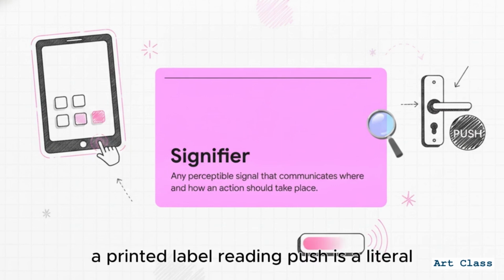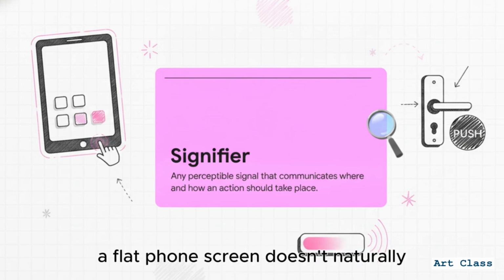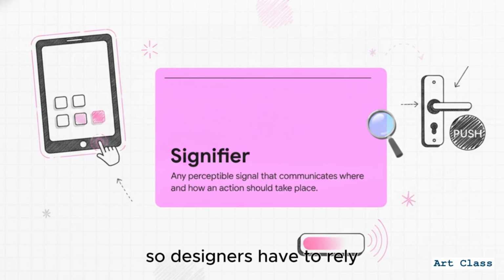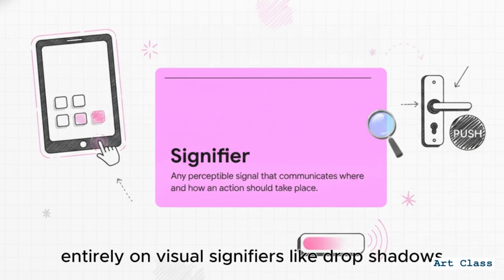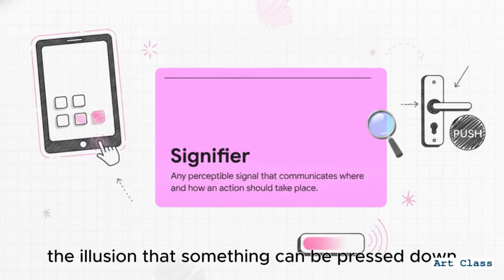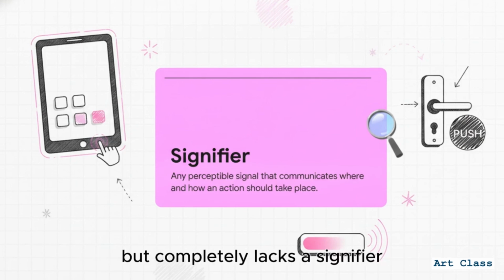A printed label reading "push" is a literal, explicit signifier. But think about digital interfaces. A flat phone screen doesn't naturally afford clicking, right? It's just a piece of flat glass. So designers have to rely entirely on visual signifiers like drop shadows, contrasting colors, or hover states to create the illusion that something can be pressed down. Bottom line, if a feature has an affordance but completely lacks a signifier, your users are never going to find it.